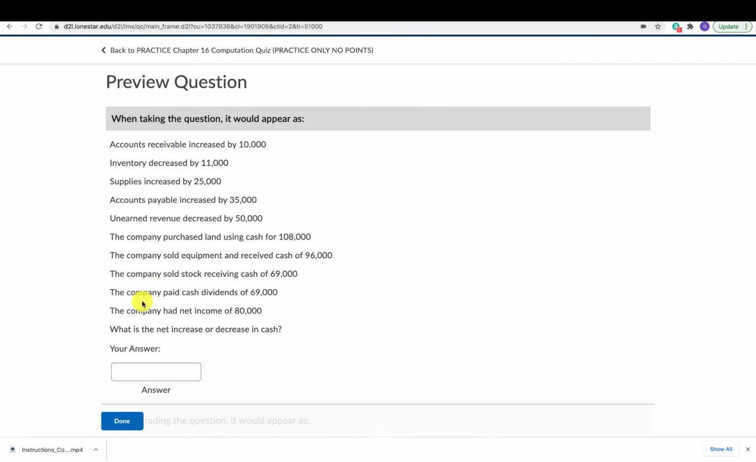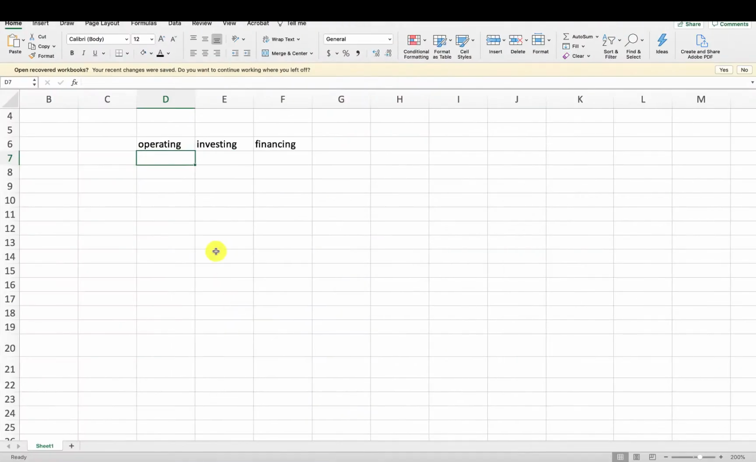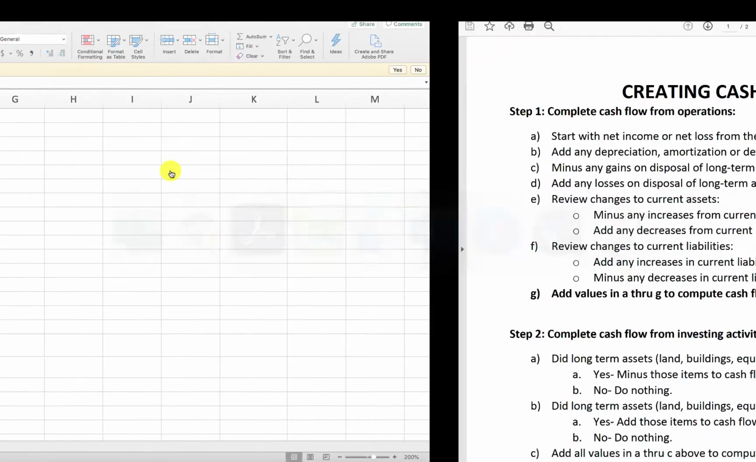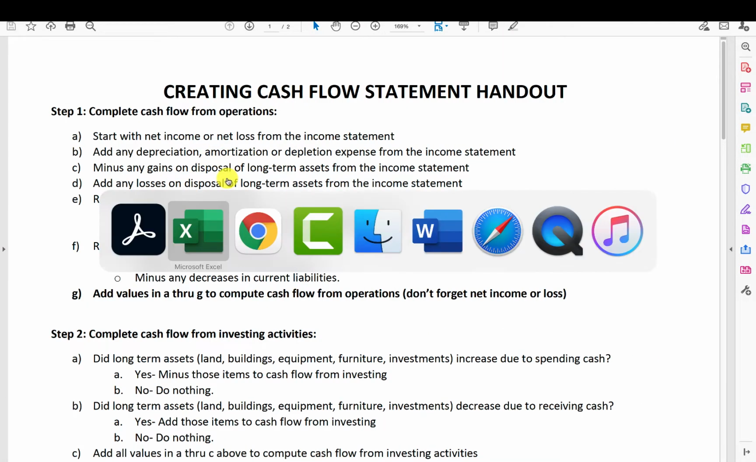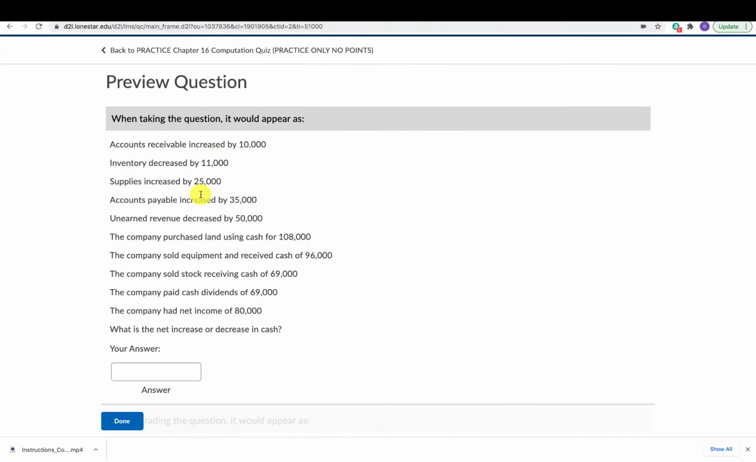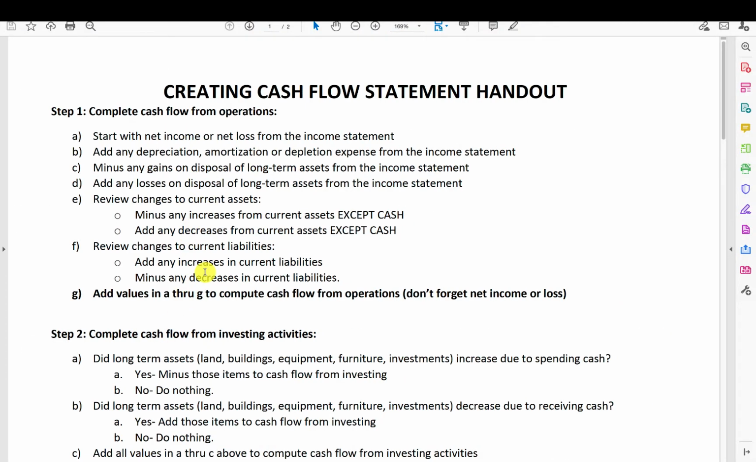So I'm looking for net income. Net income is $80,000. So I'm going to bring $80,000 here. My handout says I look for depreciation, depletion, amortization, gains, and losses. So I'm going to go over here and you notice there is no gains and losses, no depreciation, depletion, or amortization. So I skip to the next step. And the next step is current assets and current liabilities.